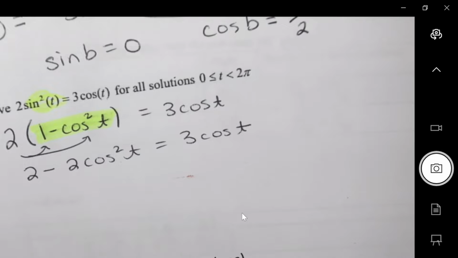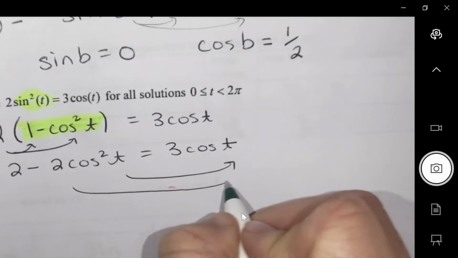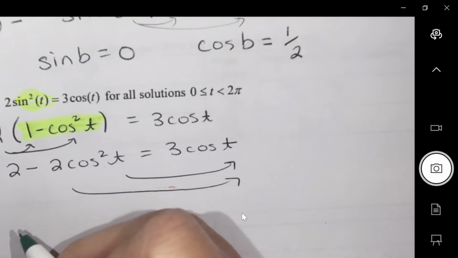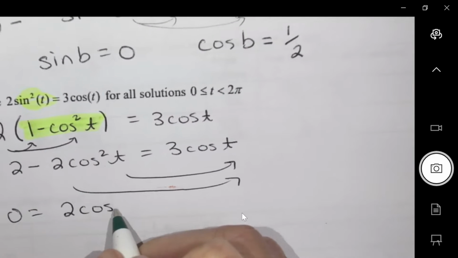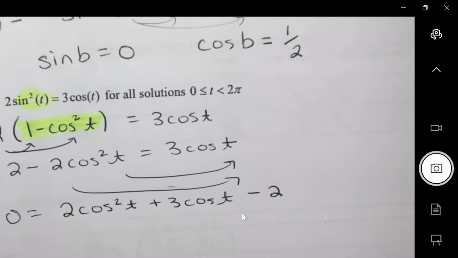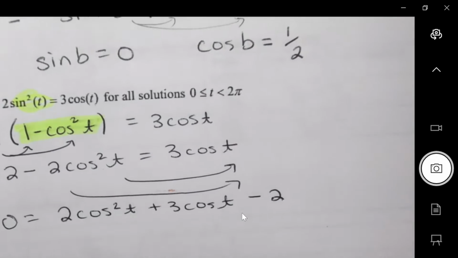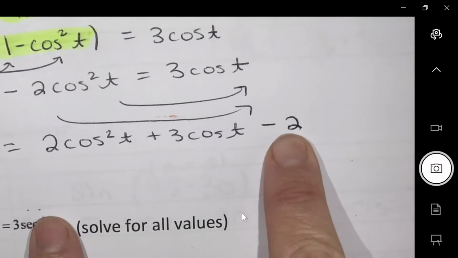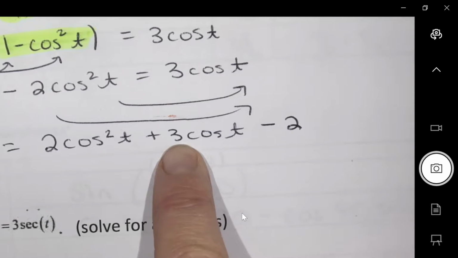Which side do you want to move stuff to, the left or the right? Right. I'm going to go this way, and the reason is because I like my squared things positive. So do you see what I did there? I moved, and just for factoring's sake, I like my squared, then the cos squared stuff, then the cos, then the number. But I changed this, and I changed that sign. Obviously, I didn't change this one, because it was there.